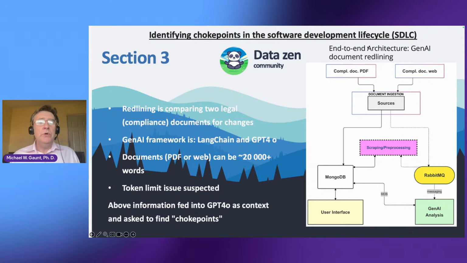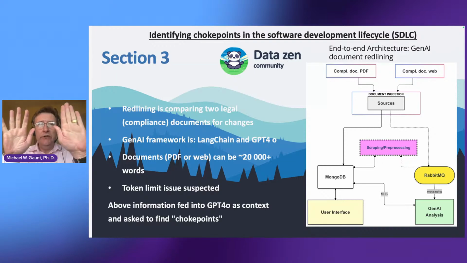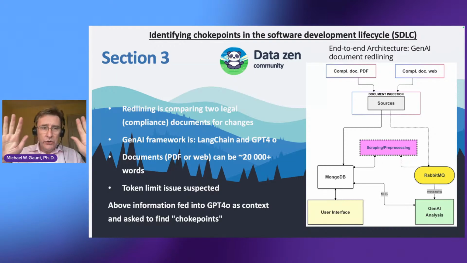So in this pipeline, what we're doing, we're using generative AI to do redlining, and redlining is where you compare 2 legal documents, in this case, compliant documents for changes. So you will get one historic document and you get an updated document. These can be very large documents, like 20,000 words. And within that 20,000 words, what you want to do is get GenAI to identify the differences between them and assess whether there's a significant shift in the meaning.